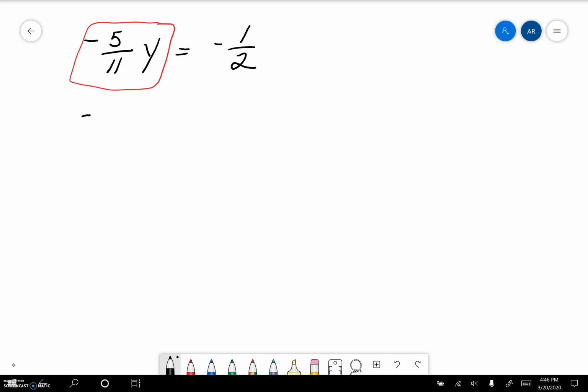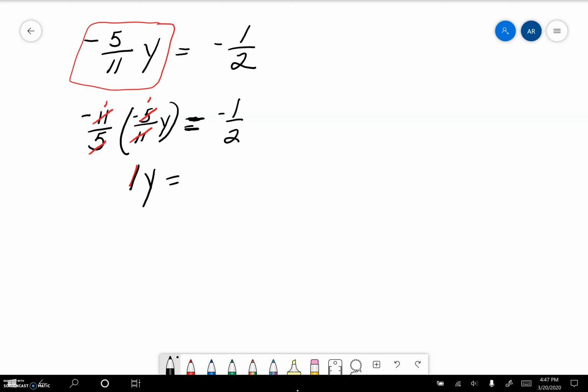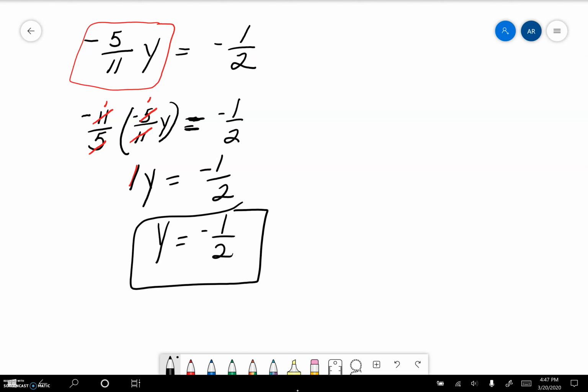So if you have a negative 11 over 5 times your negative 5 over 11y, and you finish writing this, here's our equal sign. If you look, there's a 5 on the top, a 5 on the bottom, that becomes a 1. 11 on the top, 11 on the bottom, that reduces down to a 1. And then a negative and a negative gives you a positive answer, so we end up with a 1. Our answer is 1y equals negative 1/2, and we know 1 times y is just y, so y equals a negative 1/2, and that's your final answer.